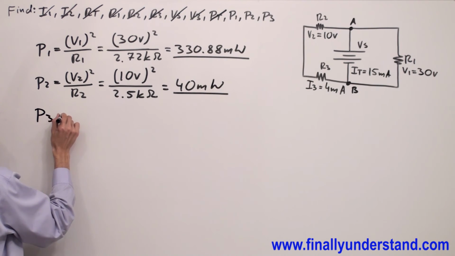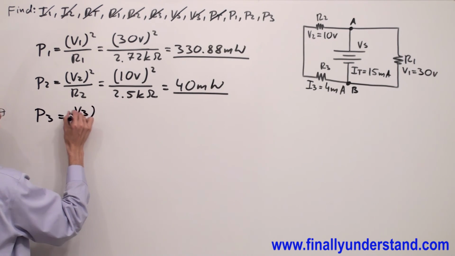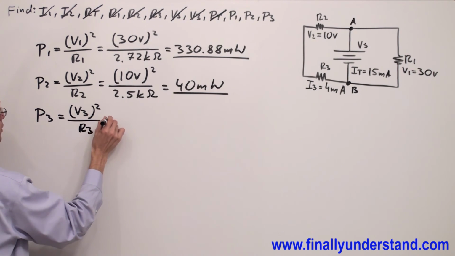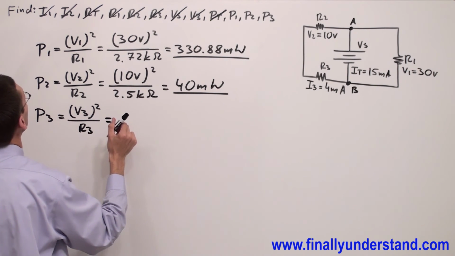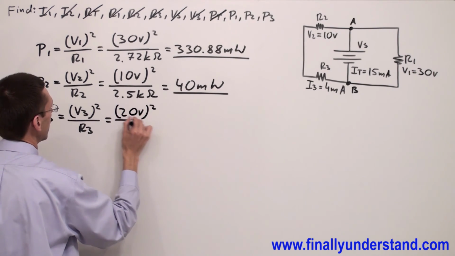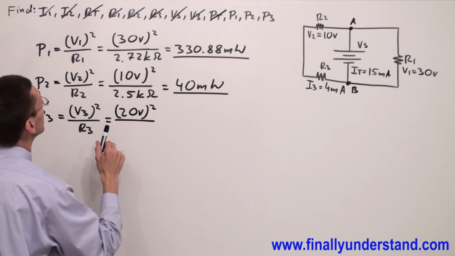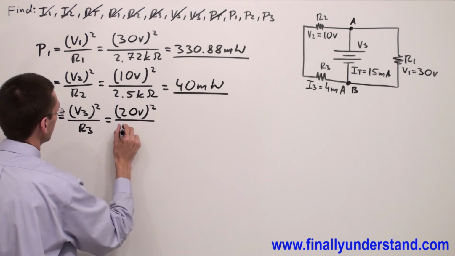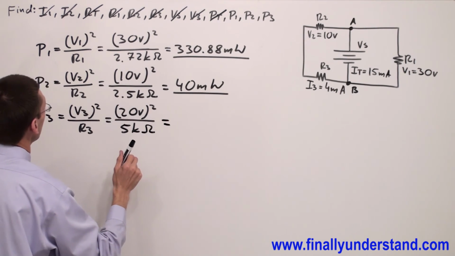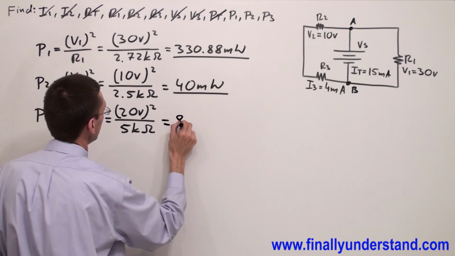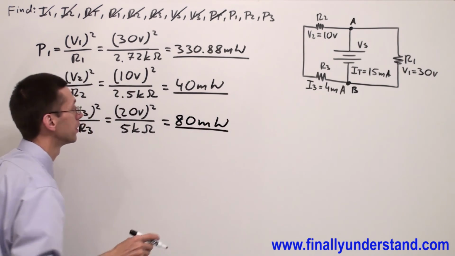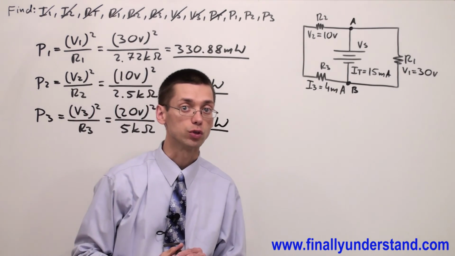P3 is equal to V3 raised to the second power over R3. V3 is 20 volts, raised to the second power over R3, which is 5 kiloohms. This is equal to 80 milliwatts. Okay, so we found the powers at each resistor.